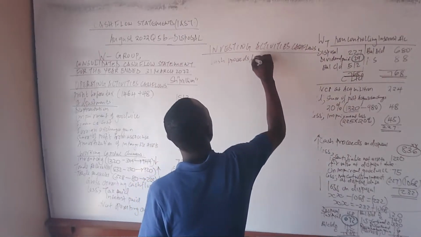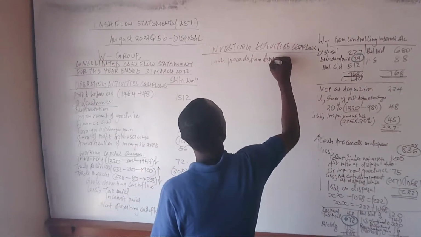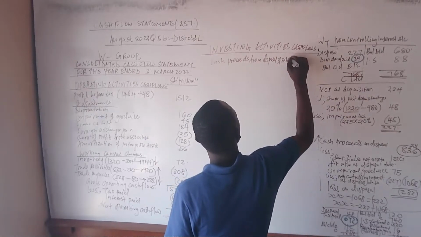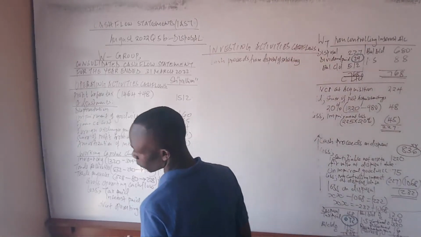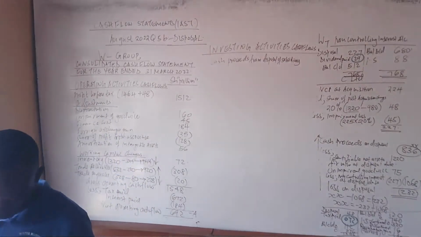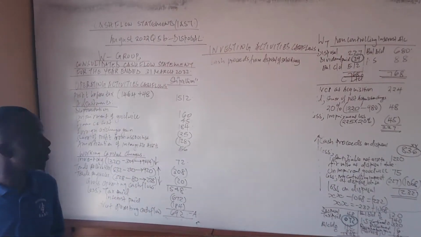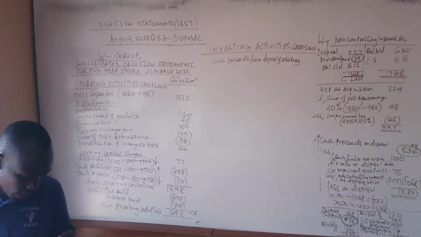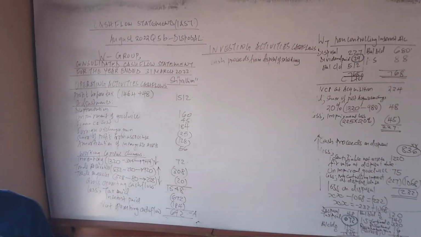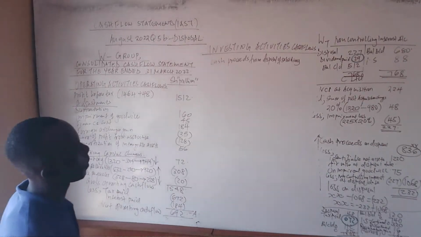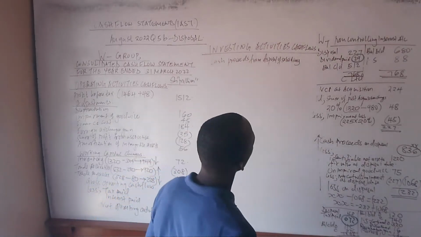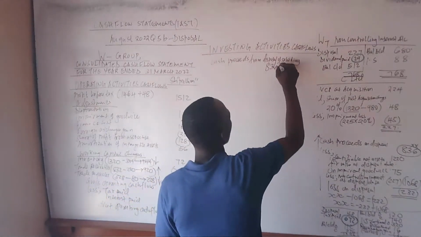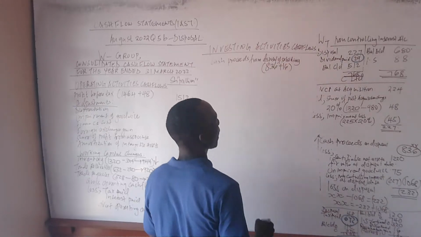Cash proceeds from disposal. Disposal of what? Subsidiary, net of cash disposed. There, cash proceeds from disposal of subsidiary, net of cash disposed. How much was it? This subsidiary? 836. And then go to note number 3. Did we have any bank overdraft or cash? Yes. So we had how much? Bank overdraft of 16. So it will be 836 plus 16. If it was a cash, we subtract.